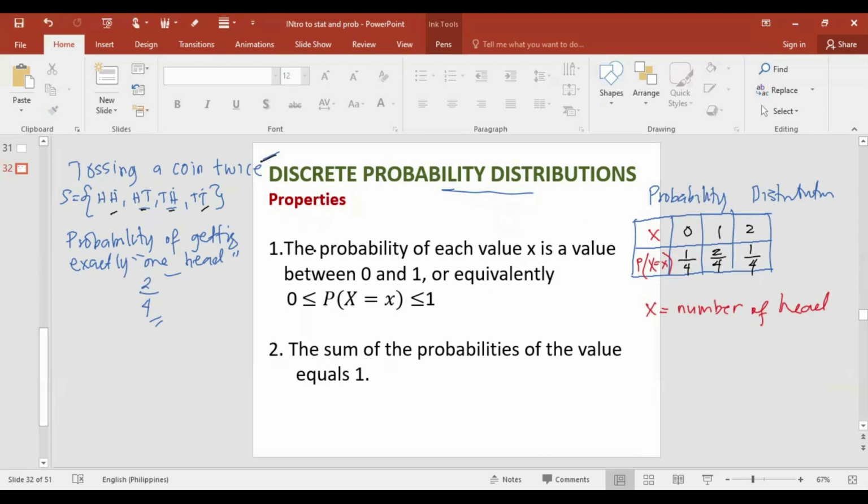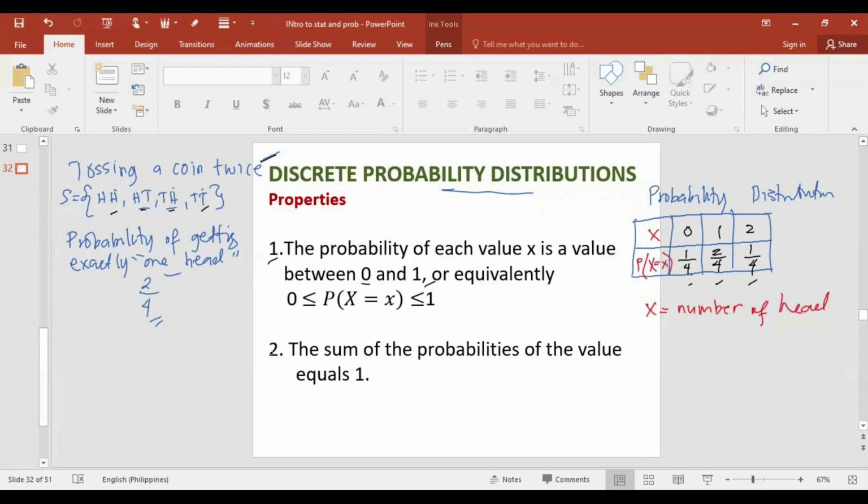Now these are the 2 important properties of a discrete probability distribution. The first one is that the probability of each event is between 0 and 1 only, or greater than or equal to 0 but less than or equal to 1. Look at the first probability in this table. Is 1/4 between 0 and 1? Yes. How about 2/4? Is it also between 0 and 1? Also yes. Lastly, 1/4. Of course. So this probability distribution table satisfies the first property.